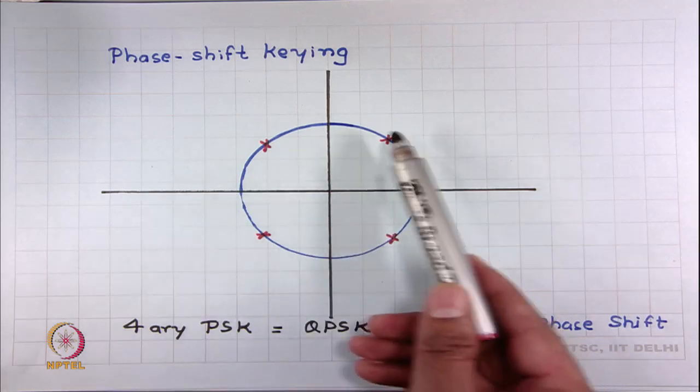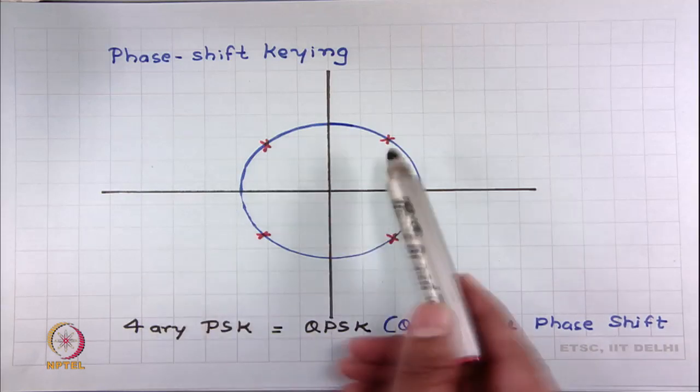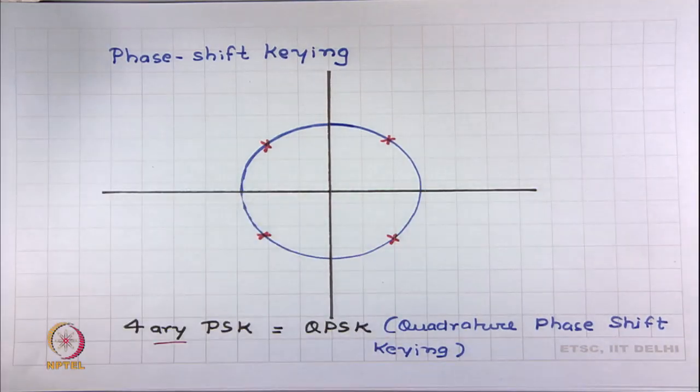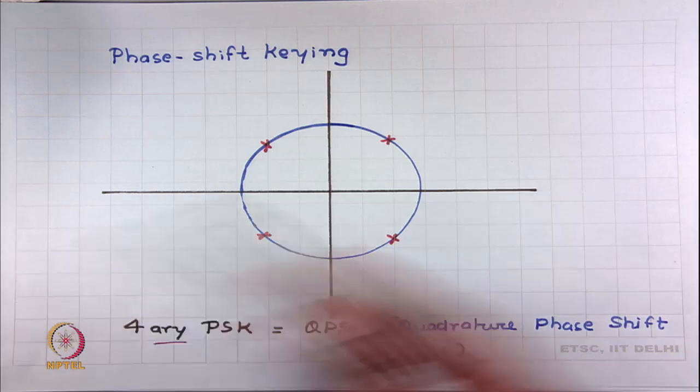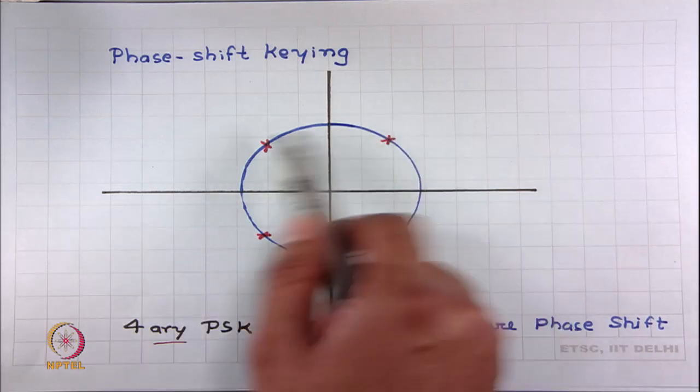We also have a very popular 4-ary phase shift keying, where you have 4 symbols. So, this ary also represents the number of symbols in a modulation scheme, and this 4-ary phase shift keying is also known as quadrature phase shift keying or QPSK, where there are 4 phases.